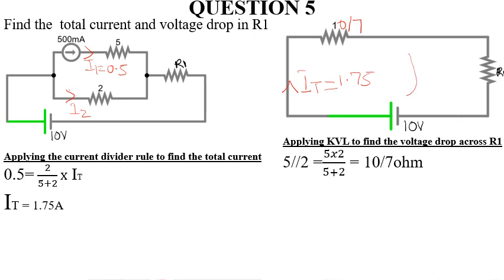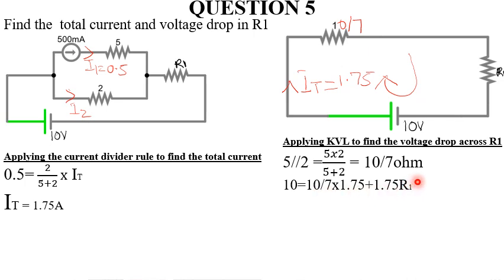Taking the loop in the clockwise direction, we can write a loop equation, a KVL equation. Writing our KVL equation, we want to find the voltage drop. So 10 equals the current multiplied by the resistance here, which gives the voltage drop, plus our total current multiplied by R1. Doing this, we get this equation.